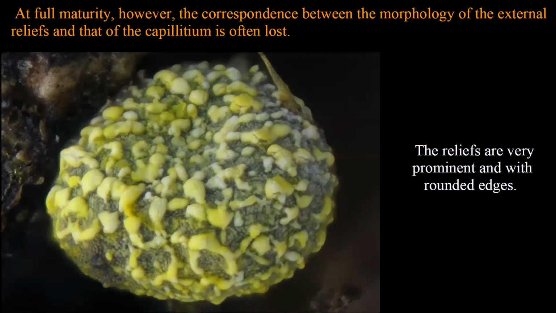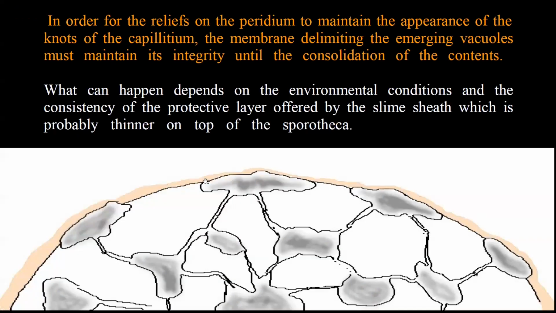At full maturity, however, the correspondence between the morphology of the external reliefs and that of the capillitium is often lost. The reliefs are very prominent and with rounded edges. In order for the reliefs of the peridium to maintain the appearance of the knots of the capillitium, the membrane delimiting the emergence vacuoles must maintain its integrity until the consolidation of the contents. What can happen depends on the environmental condition and the consistency and the protective layer offered by the slime sheet, which is probably thinner on the top of the sporotheca.